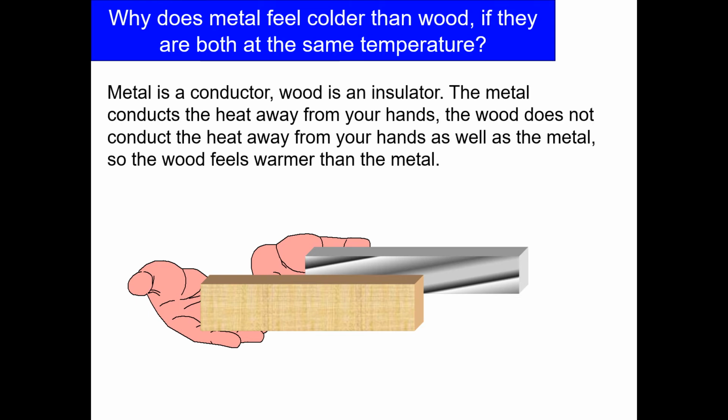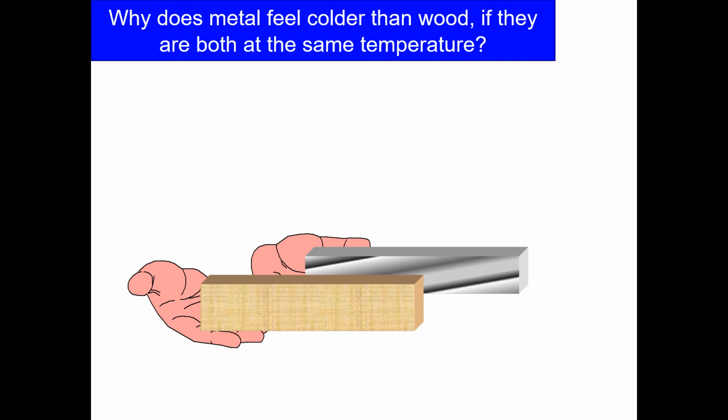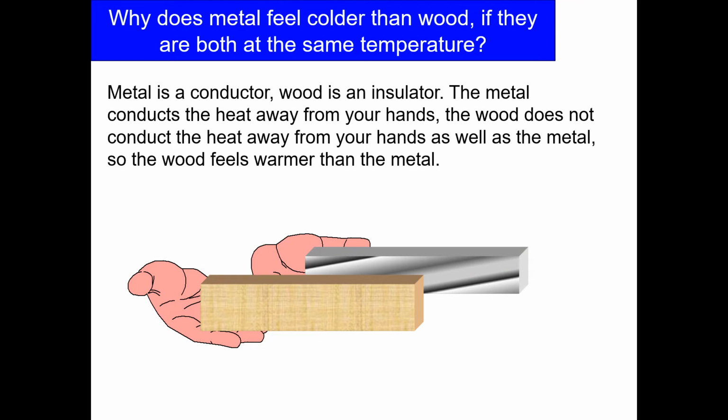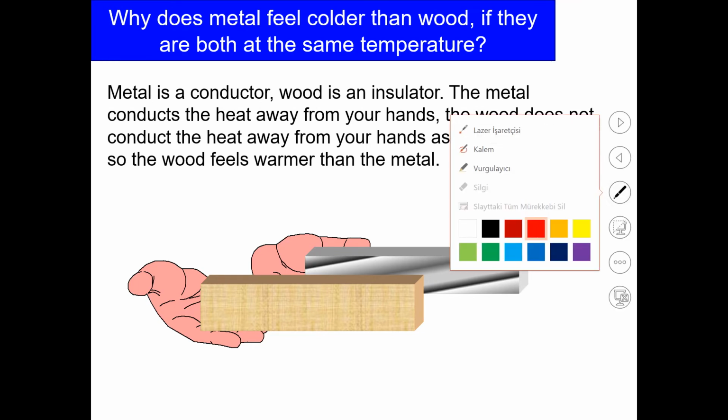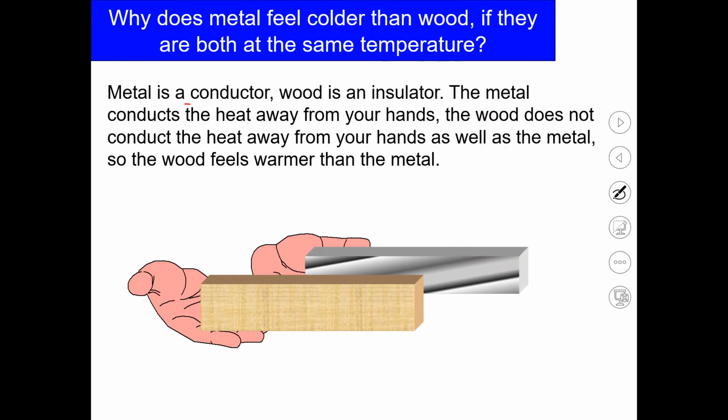Answer: metal is a conductor, wood is an insulator. Its meaning: metal transfers heat and energy, but wood does not transfer heat and energy.